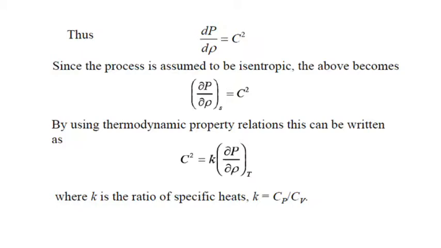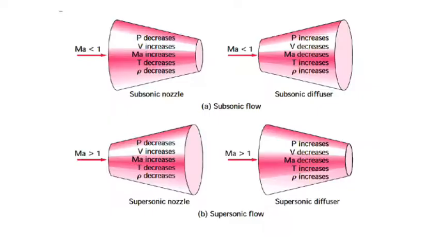Again, we are using the thermodynamic property relations and writing C square as K into (dou P by dou rho) with respect to T. Here, K represents the ratio of specific heats, that is K is equal to Cp by Cv. In the next slide, you can see the diagram for the nozzle and diffuser.